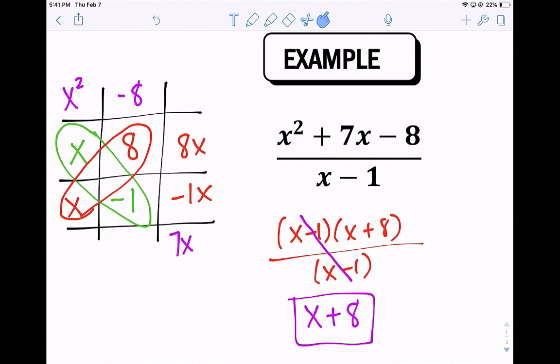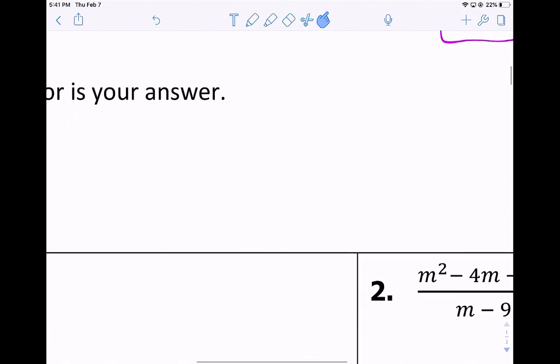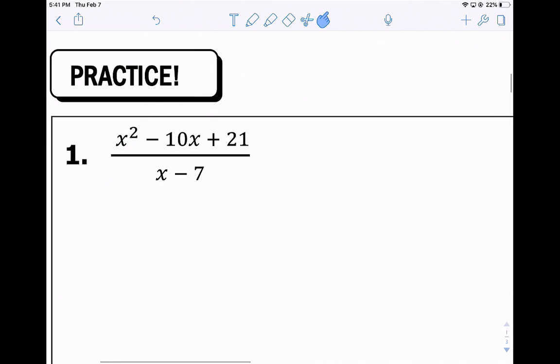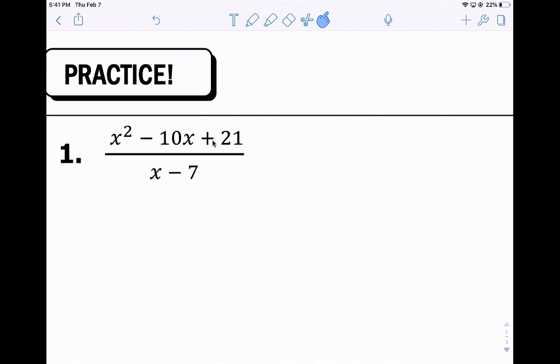Okay, so let's do a couple more. I want to do a couple that have a greatest common factor and then a couple that don't. So we'll do another one that's kind of like that one. Starting with number 1, x squared minus 10x plus 21.